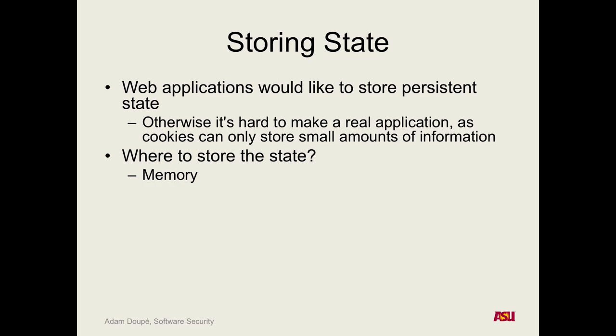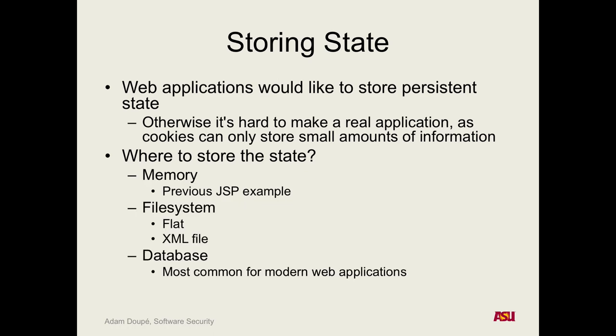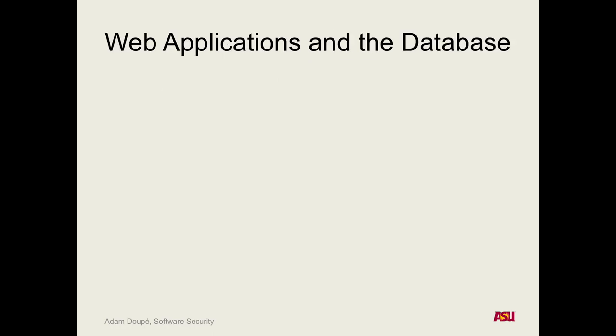So you can store it in memory, actually. Java is running as a process, so all the requests are threads. So it actually has global variables that will persist. Then there's the file system and databases. But databases are essentially the main way that we think about storing data and storing state in a web application.